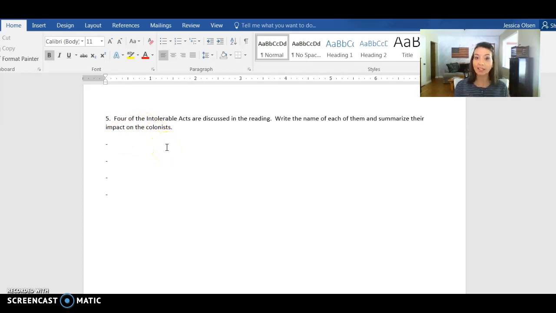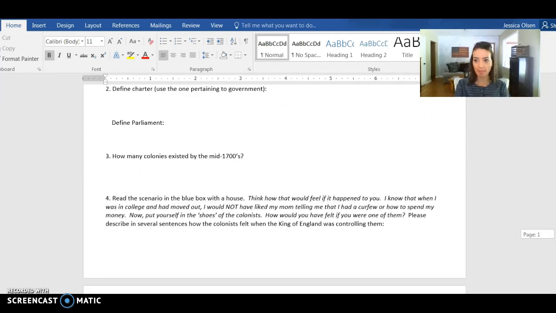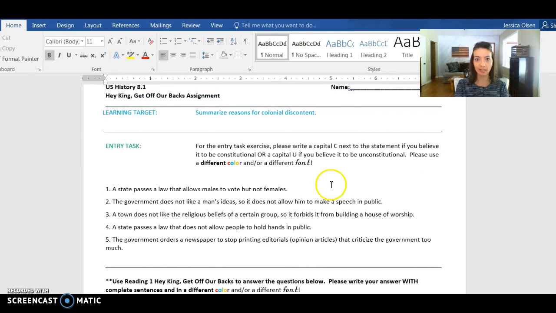All right, guys, hope you learn a little bit about what it was like to be a colonist in the 13 colonies. And make sure that you are always remembering what the learning target is. Summarize the reasons for colonial discontent. You want to be able to explain why the colonists were unhappy. All right, get to work and let's see what you've got. Bye.